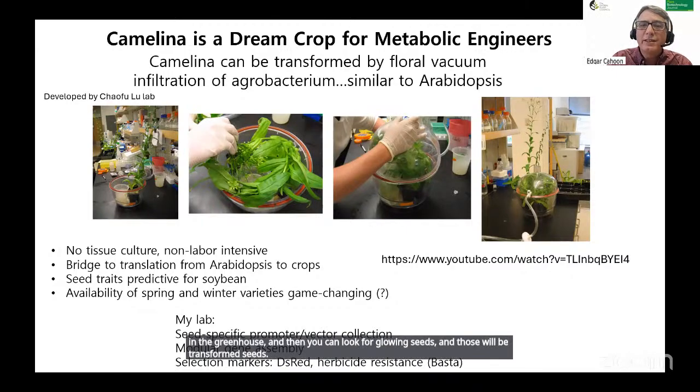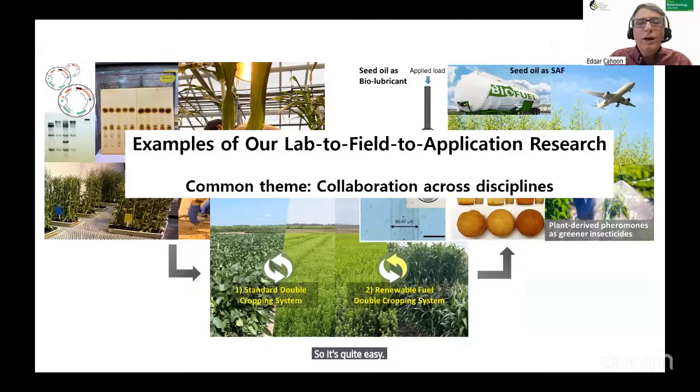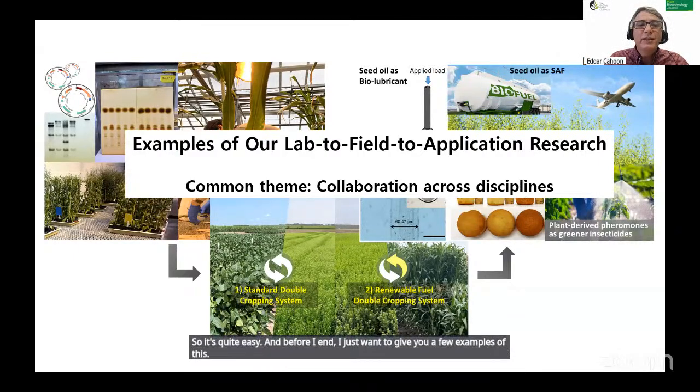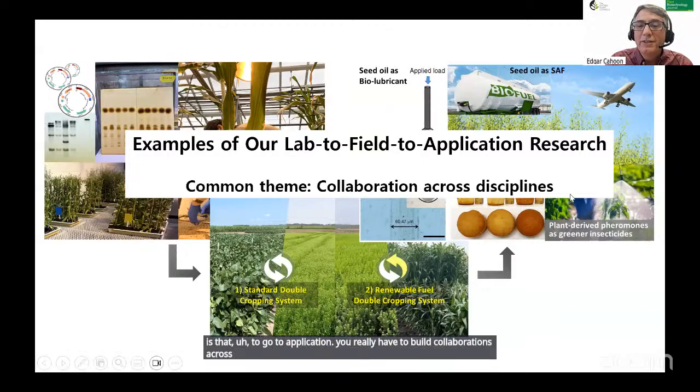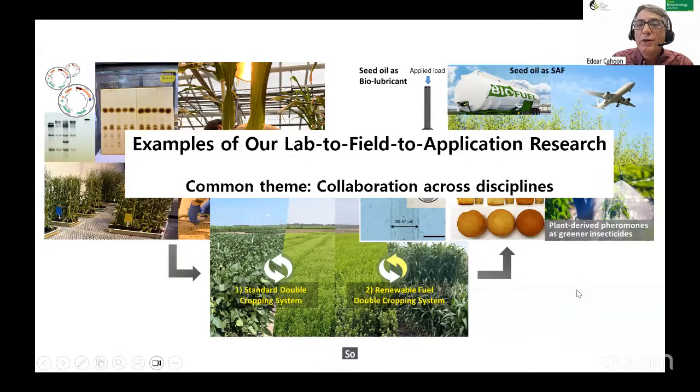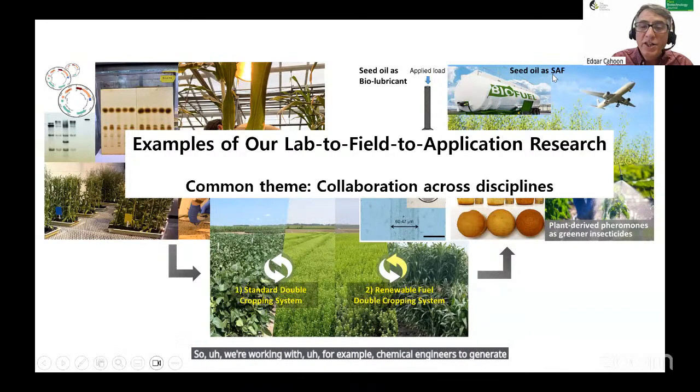So it's quite easy. And before I end, I just want to give you a few examples of this theme of today's talk, the lab to field application research. And I think what you'll see, and what Hyojin and I talk about, is that to go to application, you really have to build collaborations across disciplines. So we're working with, for example, chemical engineers to generate sustainable aviation fuel.